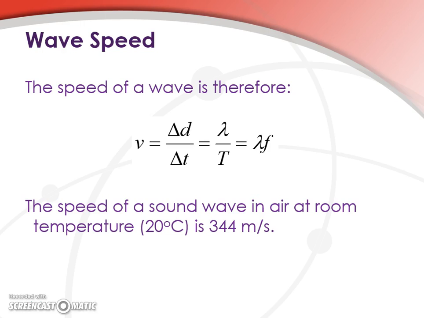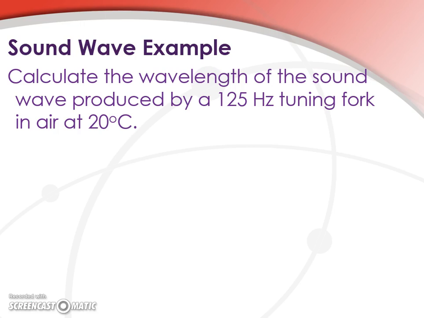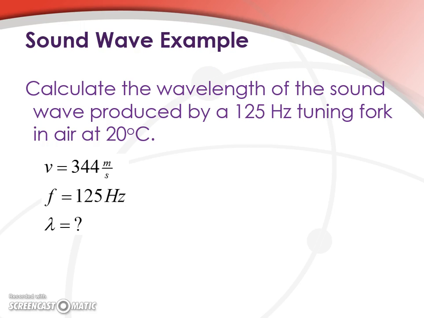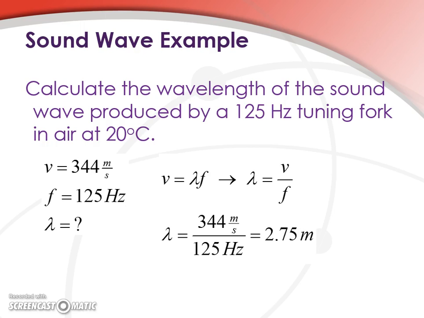And we might as well try out a few problems using this. So it's been measured that the speed of a sound wave in air at room temperature is 344 meters per second. Once we have that, if we know the frequency, for example using a tuning fork, we can then calculate the wavelength using the velocity and the frequency. And we've done so here. So the wavelength is 344 meters per second divided by 125 inverse seconds, which gives us 2.75 meters.